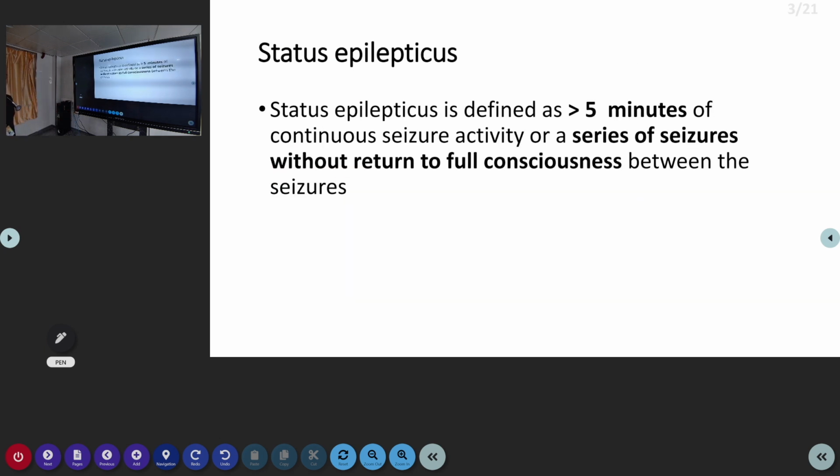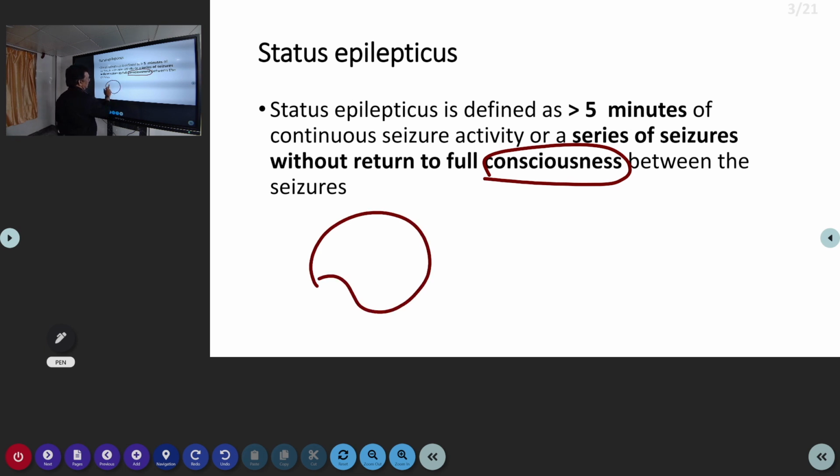Now, status epilepticus means a patient is having continuous seizures for more than 5 minutes, or a series of seizures in between which the patient is not regaining consciousness. Then also it will become status epilepticus. Whenever there is seizure activity from the brain, there will be continuous hypersynchronized neuronal activity. Now it has become intermittent, but in between the episodes the patient's consciousness is completely absent. So that is status epilepticus.